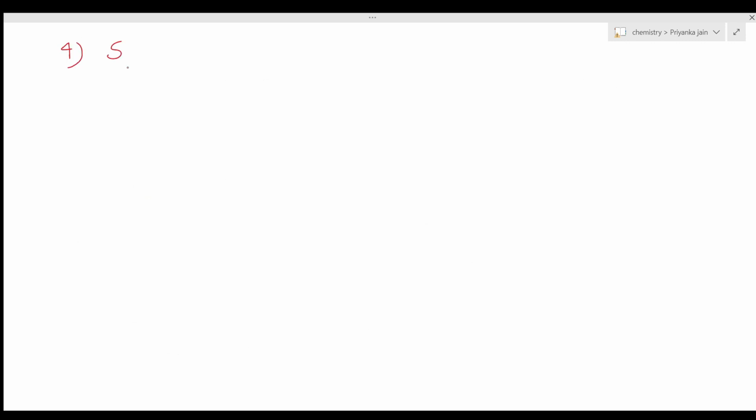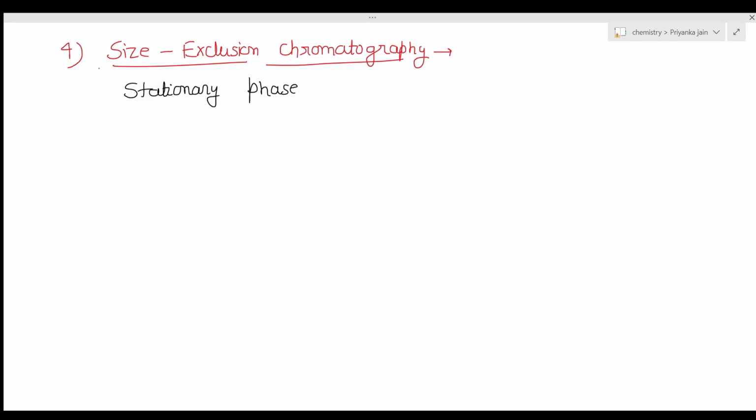The fourth technique is size exclusion chromatography. Size exclusion chromatography is somewhat different. Here we are using porous gels as the stationary phase. Now the separation is done by the difference in the size of the solutes. So here the principle is what? The principle is the difference in size of solute components.